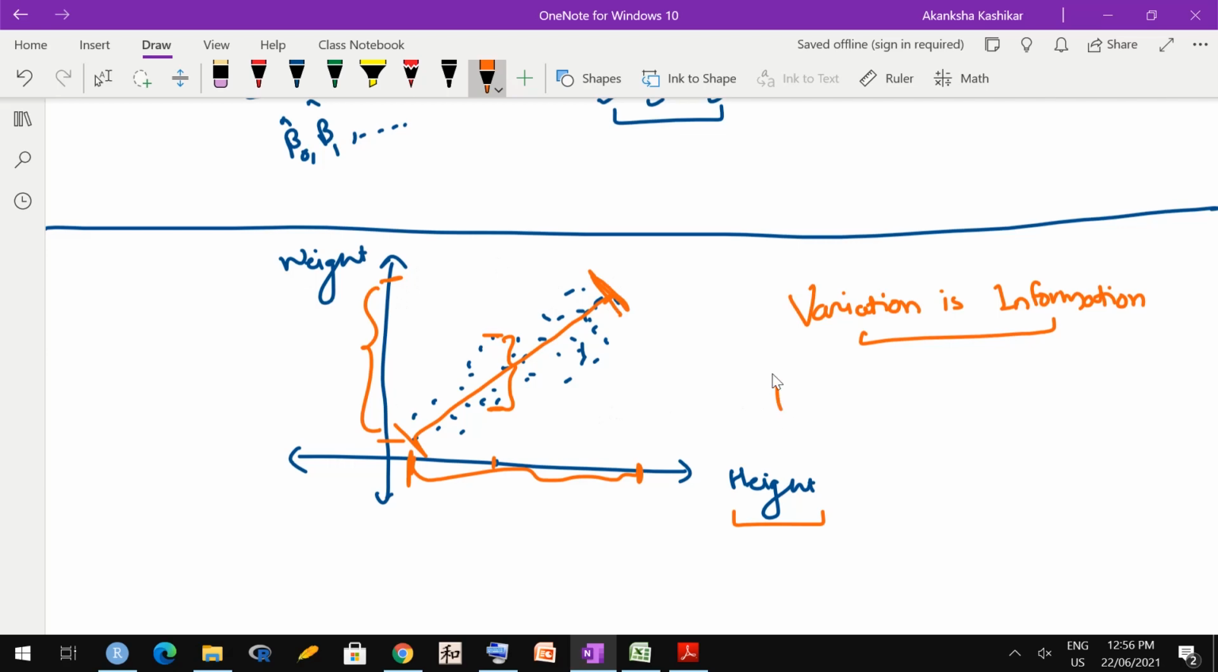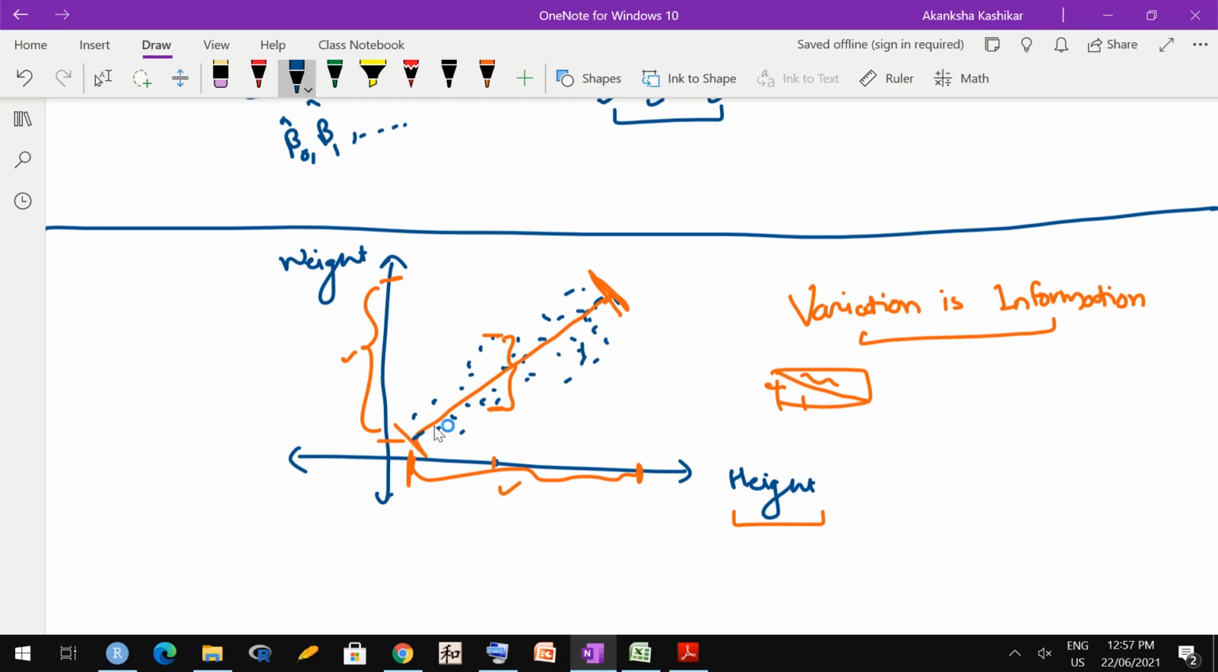Correct. See, for any rectangle, length of the diagonal is more than length of the adjacent sides. So this and this, both lengths are smaller than this. So maximum spread is in this direction. Okay. So if I have some variable which takes values across this direction, then that variable will have highest variation and hence it would be most informative variable. Okay. Are you following what I am trying to say? Let me repeat.